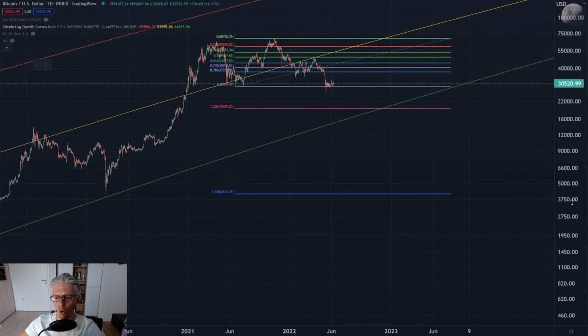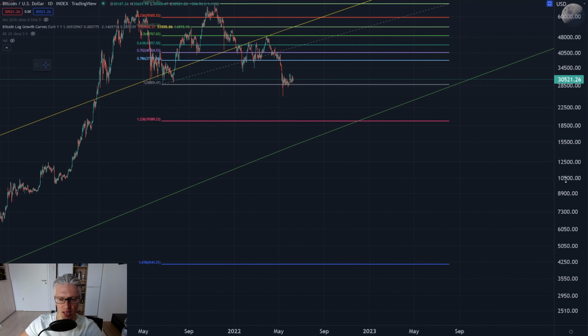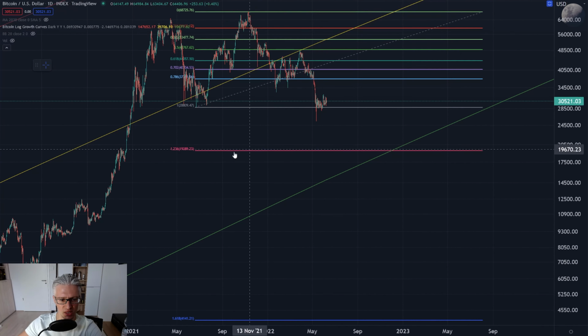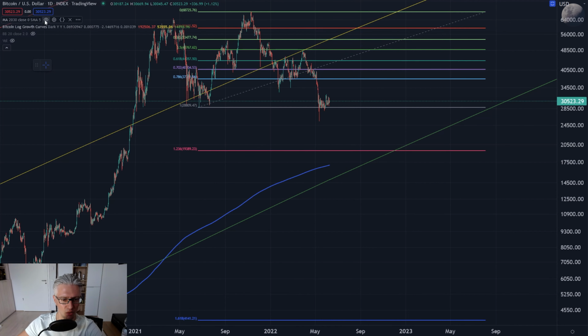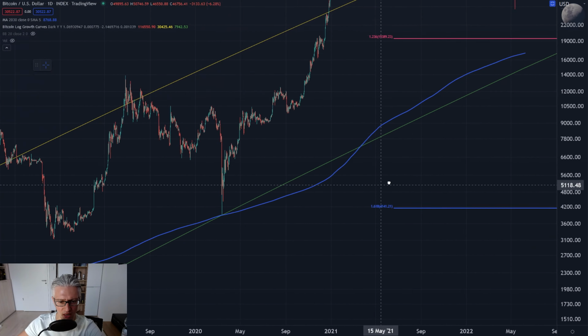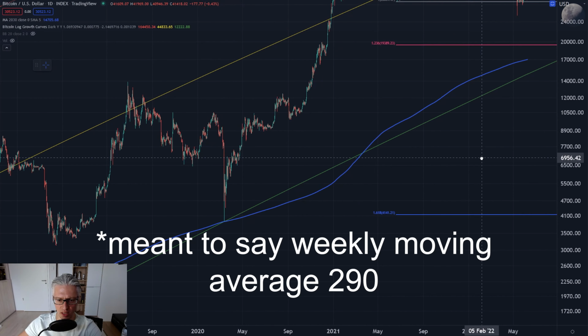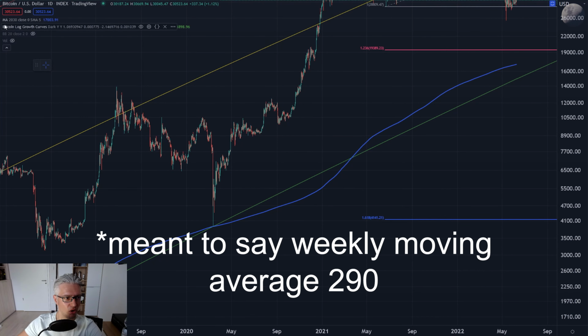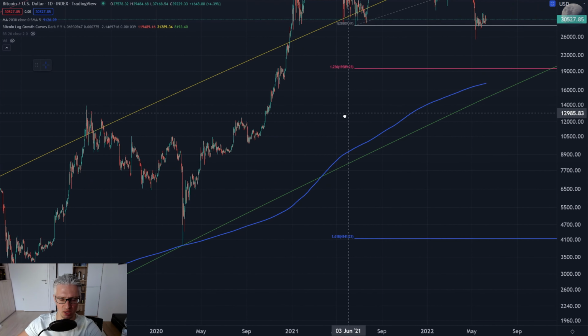So I think the worst case that can happen is that wave C ends at the 1.236 Fibonacci extension, or shortly below the 1.236 Fibonacci extension. And what is there? What is there? Oh, look at this. The long-term weekly moving average 200, so the long-term moving average of 200 weeks, corresponding to 2030 days in the daily chart.